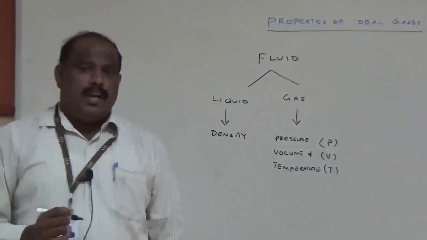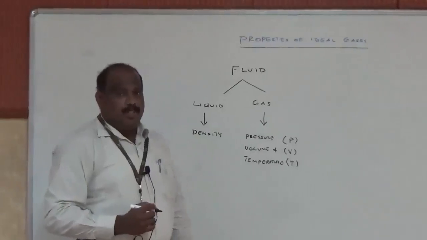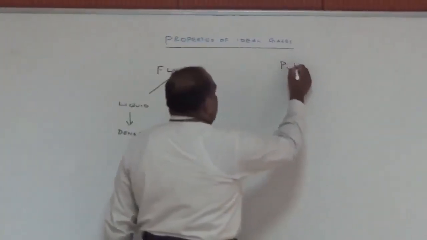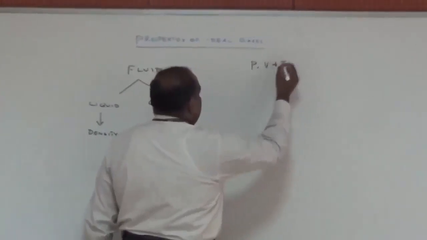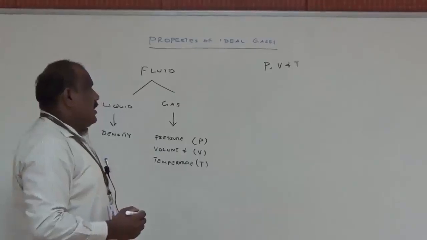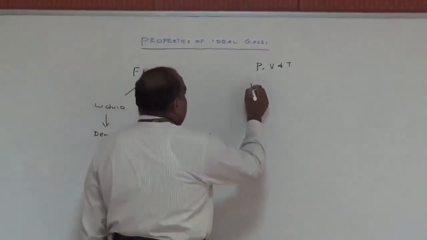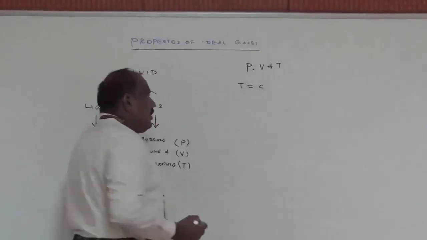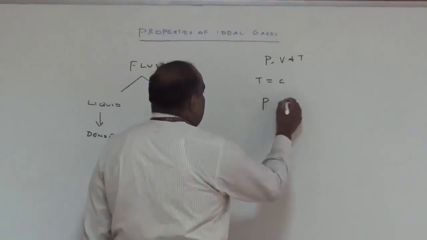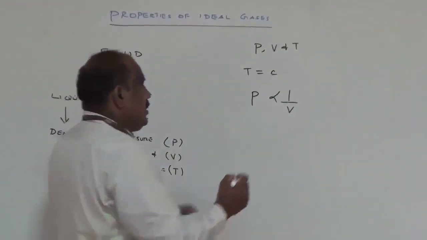Today we are going to talk about the ideal gas, and hence the important properties are pressure, volume and temperature. To study these properties, out of these three, we have to maintain one as constant and study the effect of one parameter over the other. So initially let us keep the temperature constant. What will be the effect of pressure on volume? As we know, the pressure is inversely proportional to volume at a constant temperature for a gas, as given by Boyle's law.